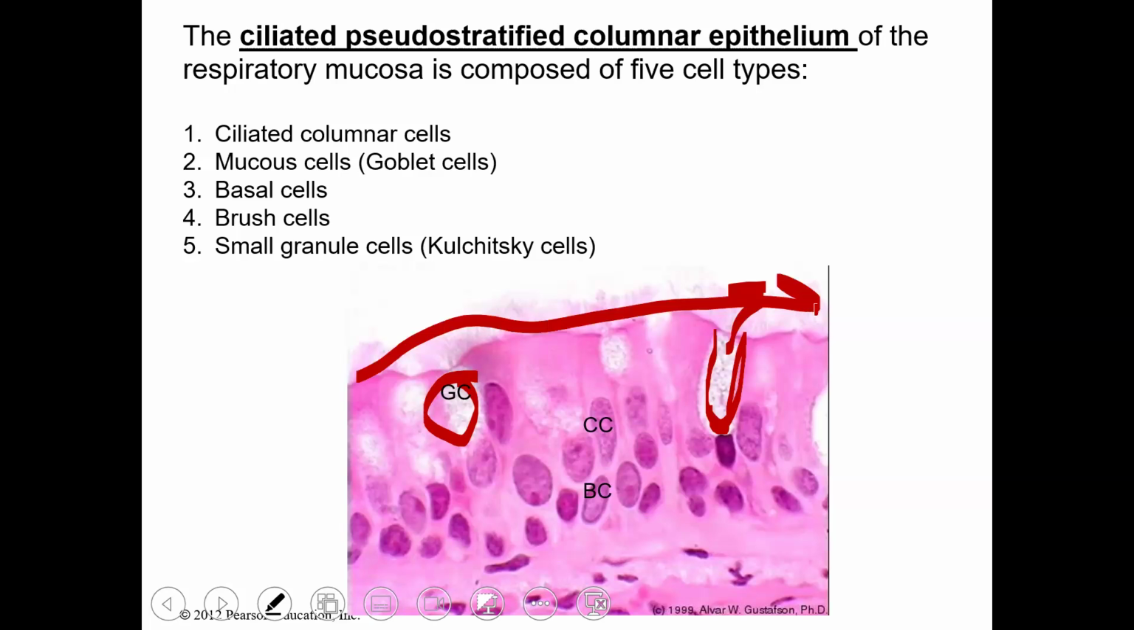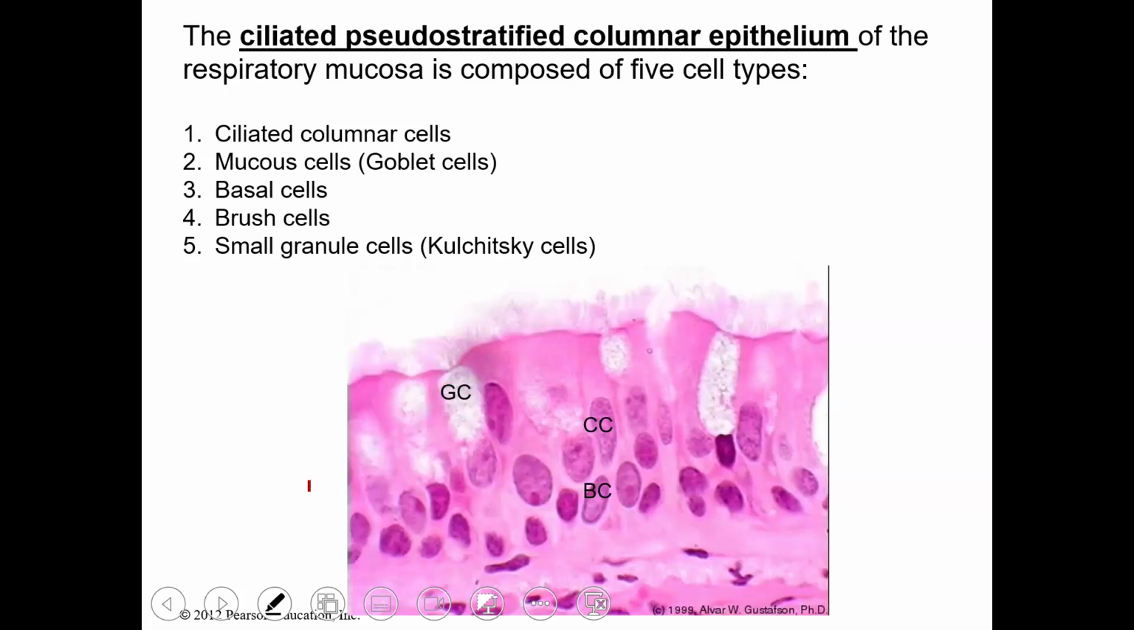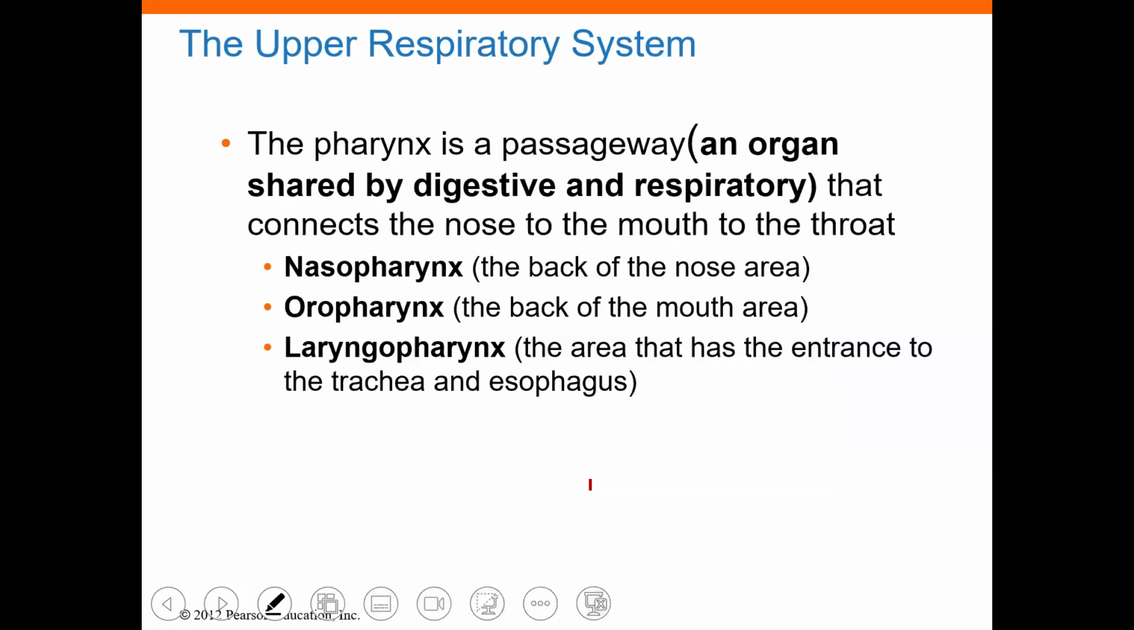And I think of that kind of like mopping the floor, right? So our cilia are like the brooms that sweep. And then for a deeper clean, those goblet cells get involved and secrete mucus. You can see the basal cell there, right in there. You can see the brush cells and the small granule cells.